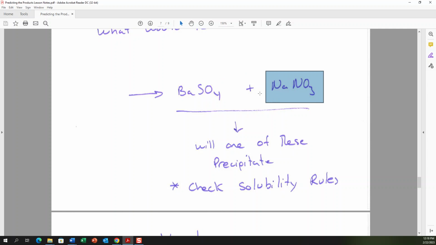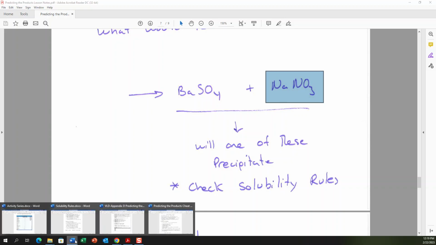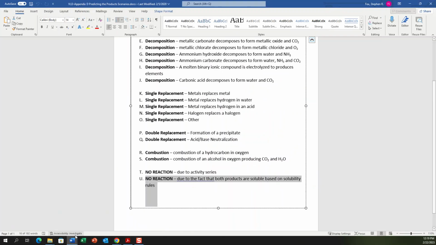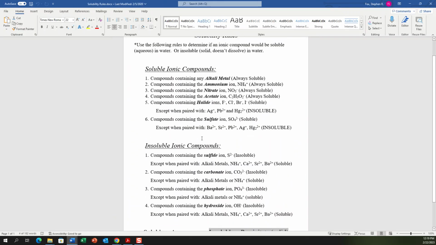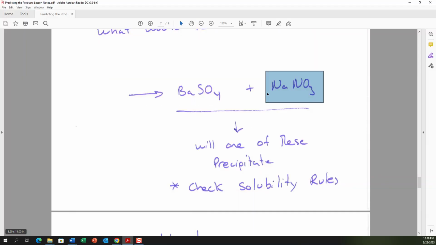So let's check. Let's check on sodium nitrate. Is that soluble or insoluble? Let's go to our solubility rules. So notice it says alkali metal compounds are always soluble. So sodium, always soluble. And notice it says nitrates, always soluble. So what does that tell us about sodium nitrate? This is soluble. This is going to stay aqueous. This is going to stay dissolved.